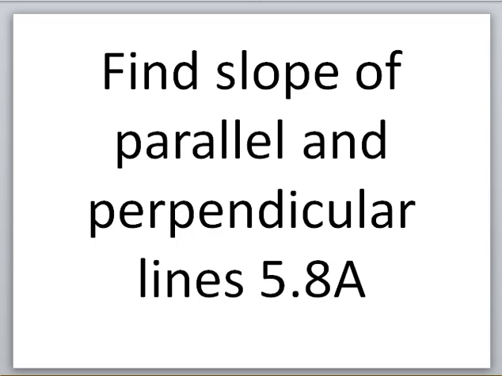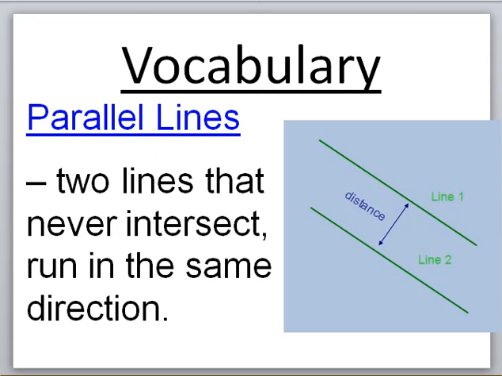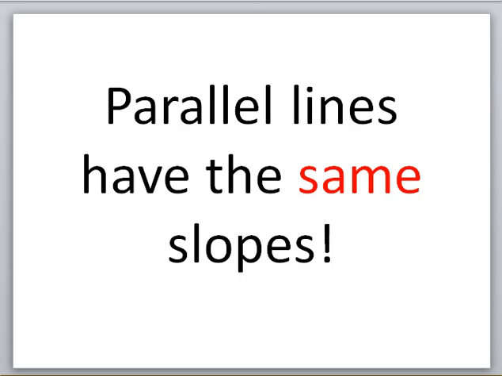Today we're going to start to talk about parallel and perpendicular lines. So let's review what a parallel line looks like. Parallel lines are lines that never intersect. They are equidistant apart from each other. And we're also going to mention the big part of this is that they have the same slope.